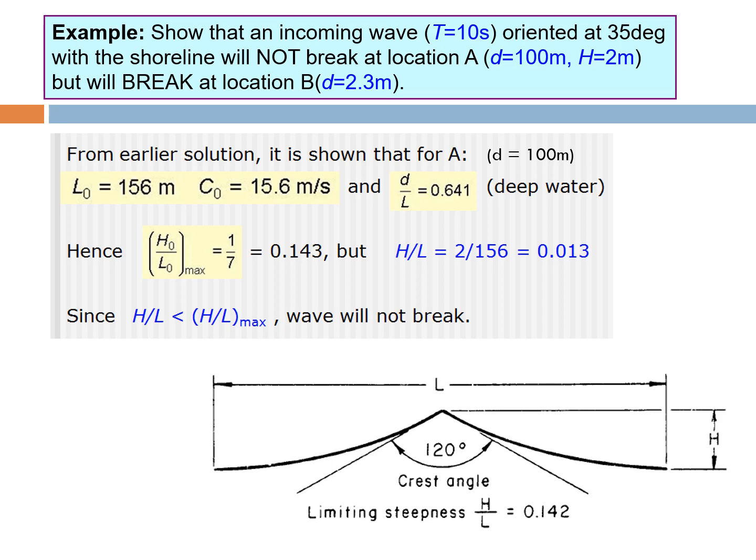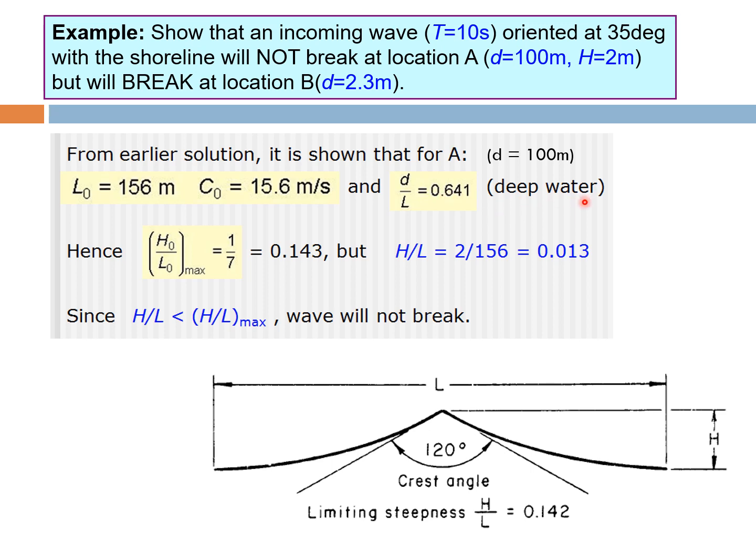For a wave with a wave period of 10 seconds, we can solve easily to show that the wavelength and the wave celerity are as shown here. And so in this case, the d/L is 0.6, it is actually a deep water wave, since we are talking about a water depth of 100 meter and a wavelength of 156 meter, and the d/L equals 0.6 is a deep water condition.